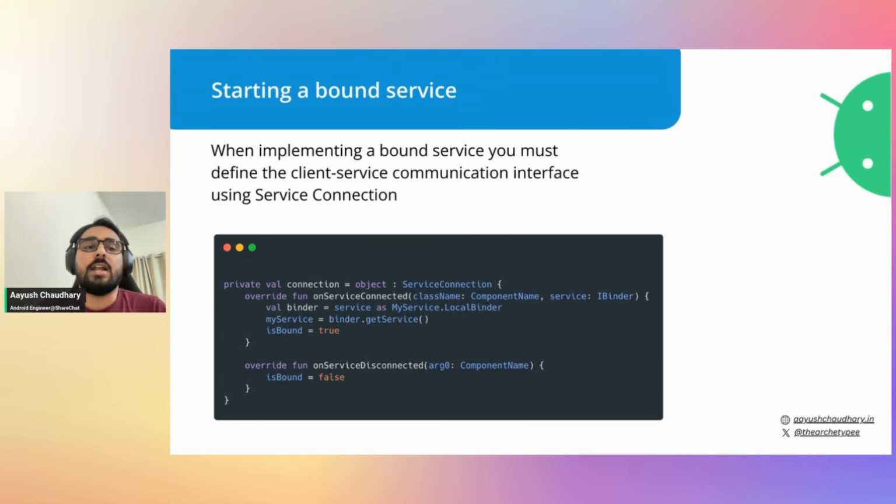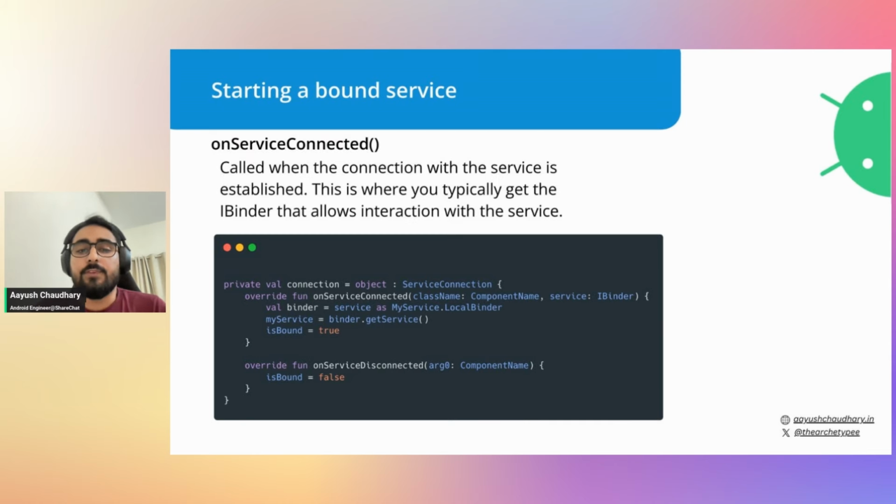Next. To start a bound service, you must define a client-service communication interface using ServiceConnection. It's an interface used to monitor the state of the connection to the service. We have two methods inside ServiceConnection: onServiceConnected and onServiceDisconnected. onServiceConnected is called when the connection with the service is established. This is where you typically get the IBinder that allows interaction with the service.